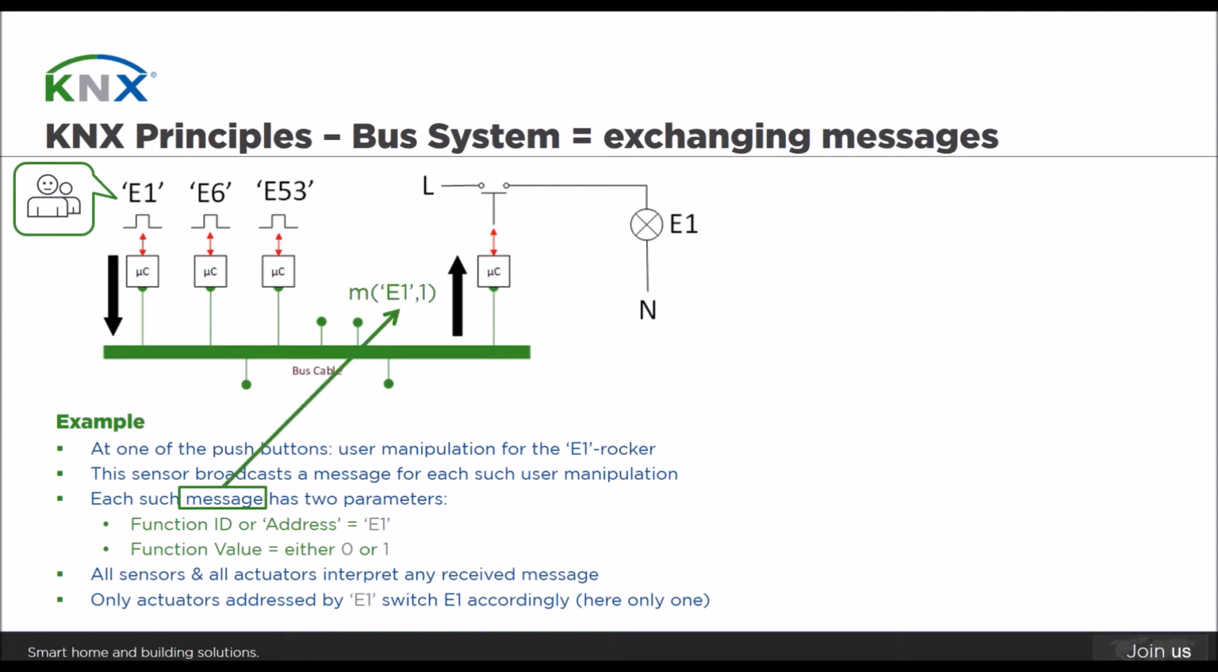So the message will then eventually be received by the actuator. It's sent out by the sensor, received by the actuator, and the actuator will then react to it accordingly, either switching on or switching off the lamp via the relay.